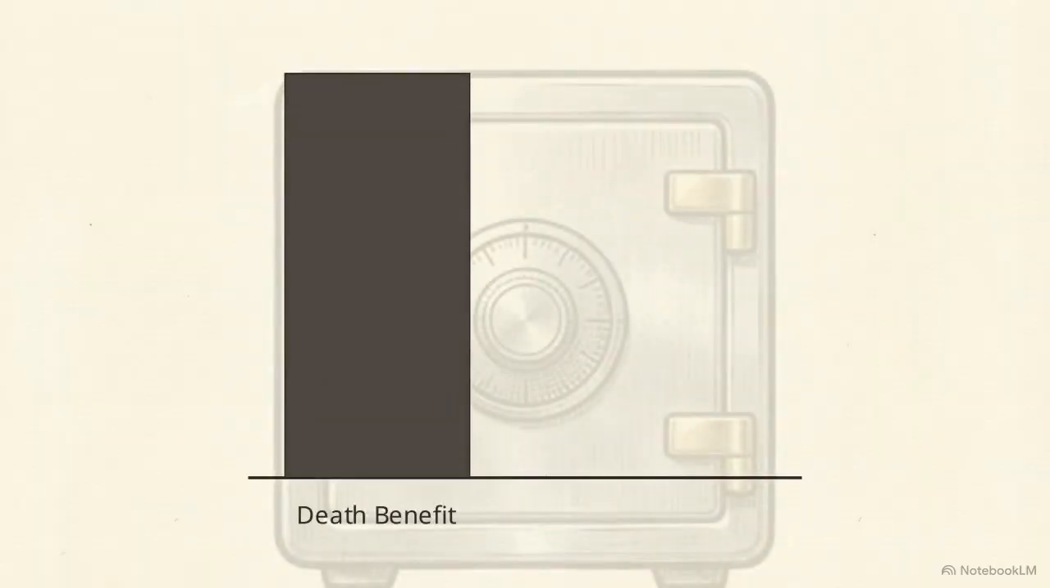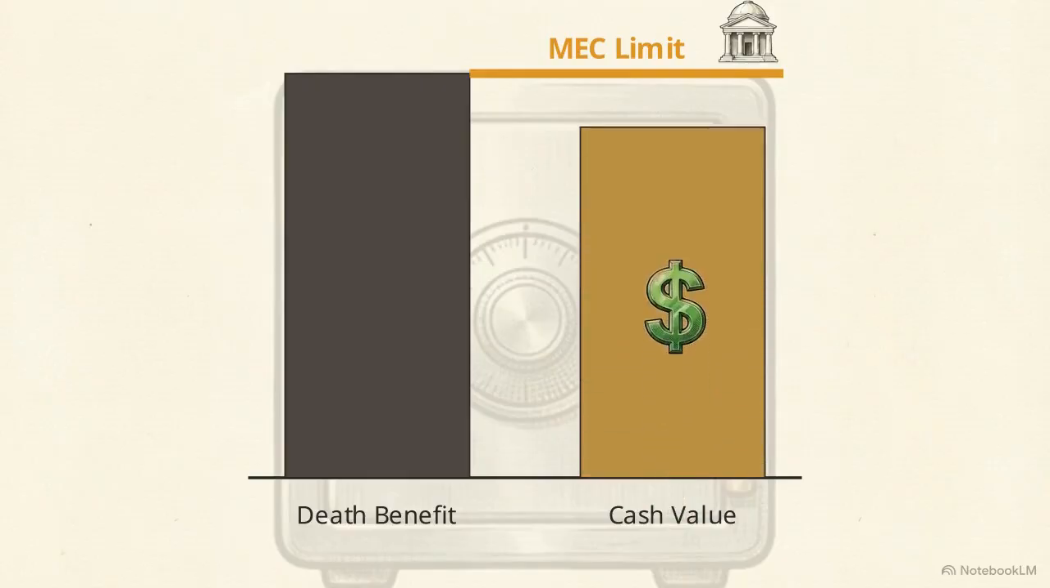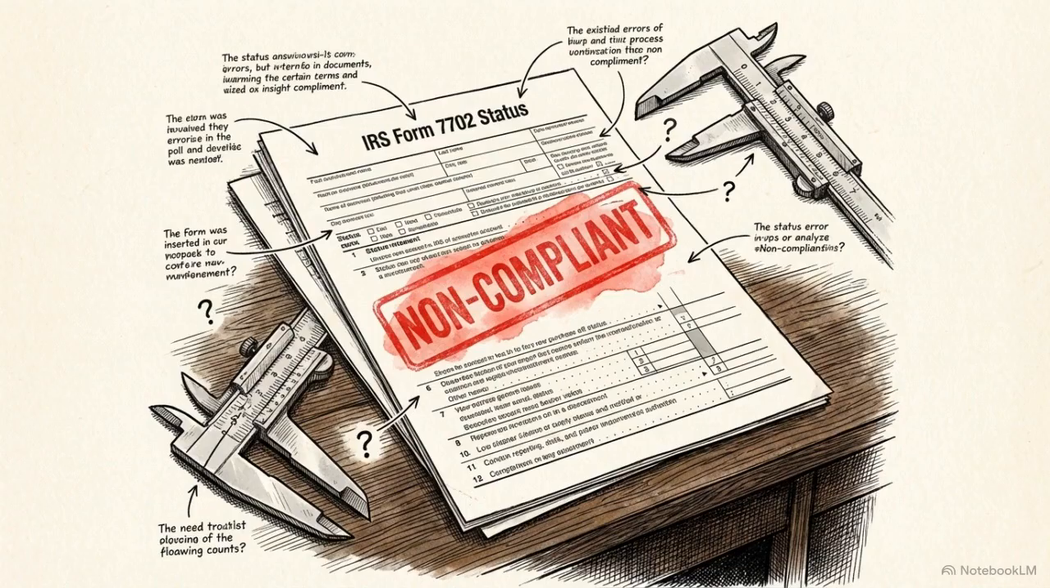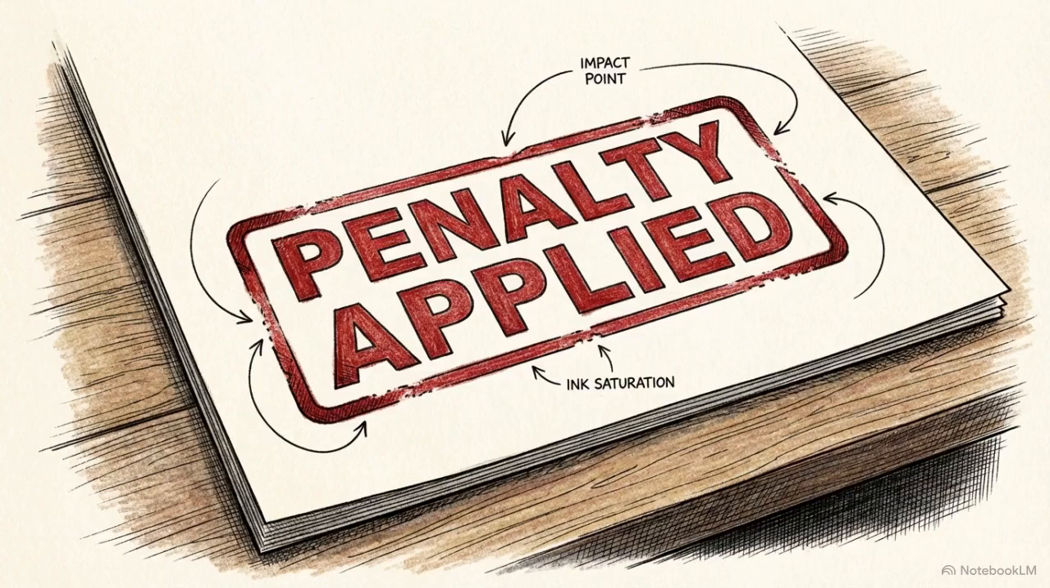This chart illustrates the primary regulatory hurdle. The IRS imposes a cap on how much cash you can deposit relative to the size of the death benefit. This ceiling is called the Modified Endowment Contract, or MEC, limit. If your cash contributions breach that MEC limit, the policy loses its 7702 tax privileges. The IRS reclassifies it, instantly stripping away your tax-free accumulation and withdrawal status.